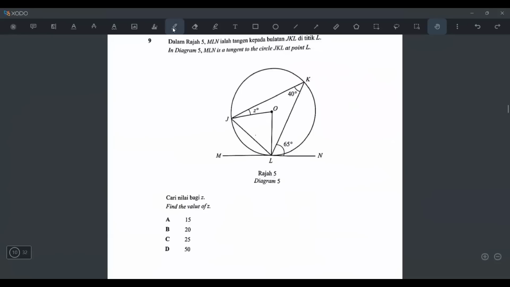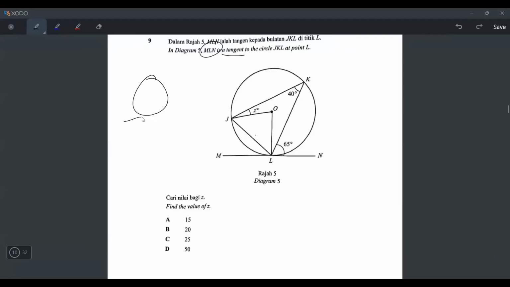Okay, let's go to number 9. In diagram 5, MLN is a tangent. So straight away, I will know. If I have a tangent, it means the line touches the circle at only one point. And this point, we call it the tangent point. And you have to know a few things. The line from the circle center to the tangent point is always 90 degrees.